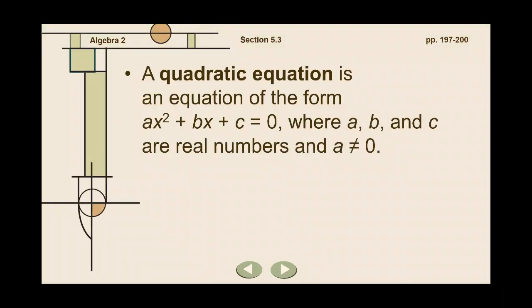So a quadratic equation will have this form: ax squared plus bx plus c is 0. A, b, and c have to be real numbers, and a cannot be equal to 0. So again, hope you'll have committed that equation to memory. Ax squared plus bx plus c, that is the form of a quadratic expression.